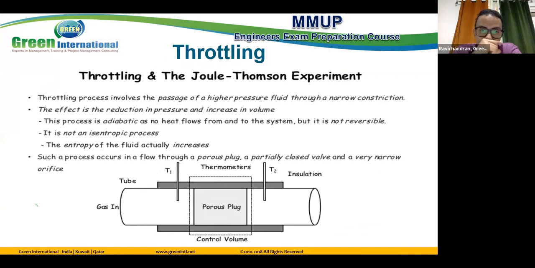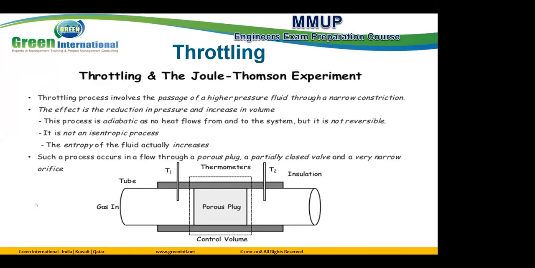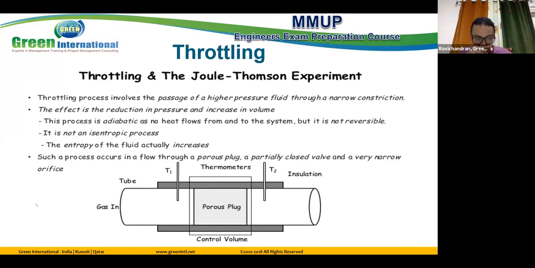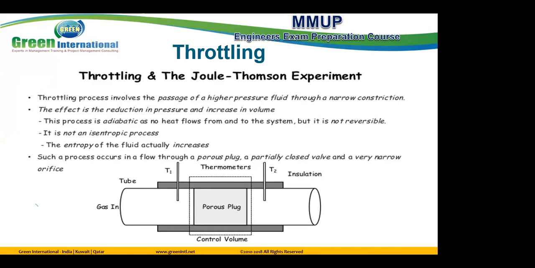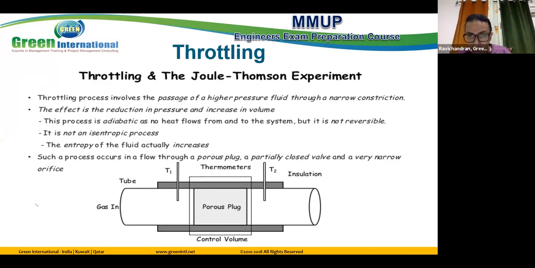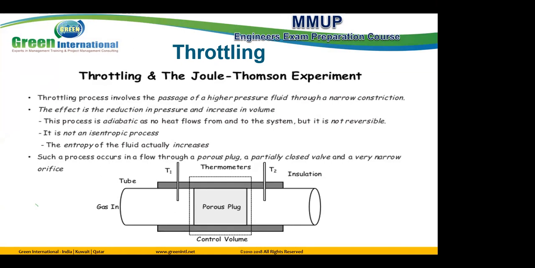Throttling, this is a throttling process. The throttling process is actually where the flow goes through a porous plate. It is a very narrow hole. So high pressure flow comes from here, through this narrow hole. What happened? Pressure is going to decrease. Okay. And it becomes uniform at some size. This is passing through a porous plate.